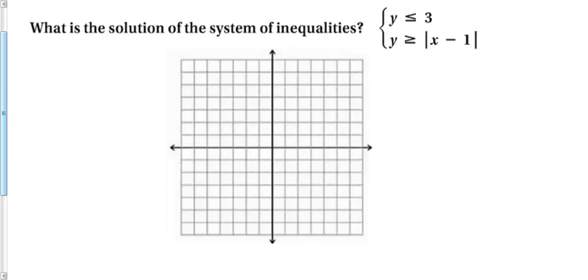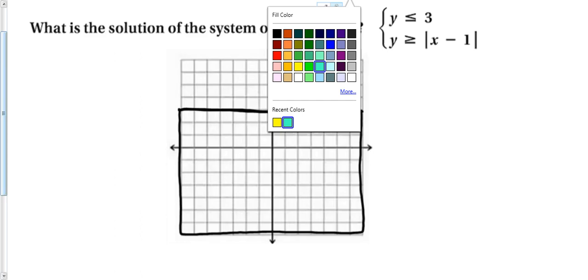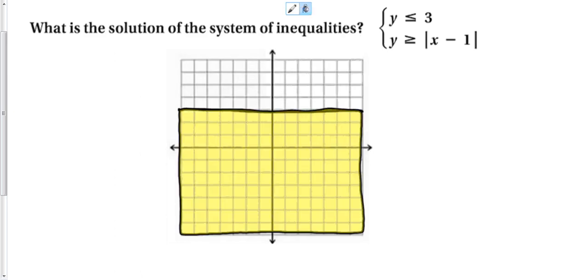That is just a horizontal line, and I want y to be less than that. So that means that my region is going to be below. Let's do yellow and blue. So here's my yellow. Now let's do my blue.